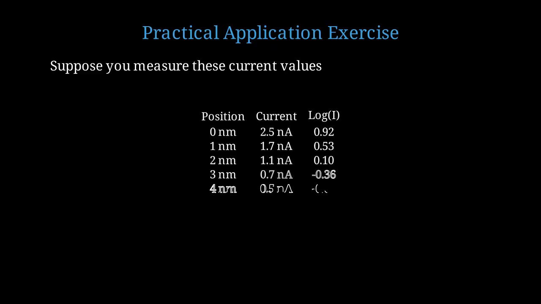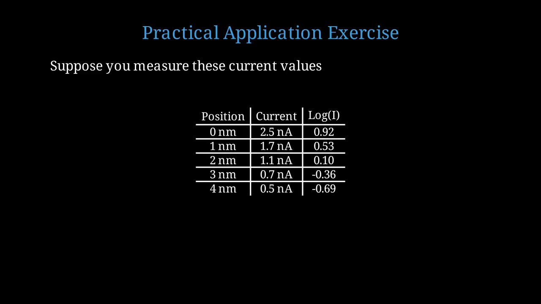Suppose you scan across a surface and measure these current values in nanoamperes at positions 0, 1, 2, 3, and 4 nanometers: 2.5, 1.7, 1.1, 0.7, and 0.5. Here's the data table with the natural logarithm of current. Why compute the logarithm? Because the tunneling equation is exponential.